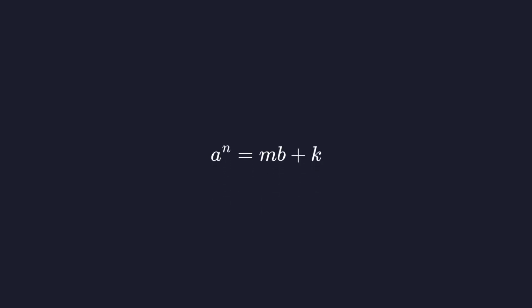A to the power of any random number will be a multiple of b plus a remainder, and a to the power of any random number plus p is actually a multiple of b plus that same remainder. Now first thing we'll do is we'll create a superposition of all numbers from 1 to n.